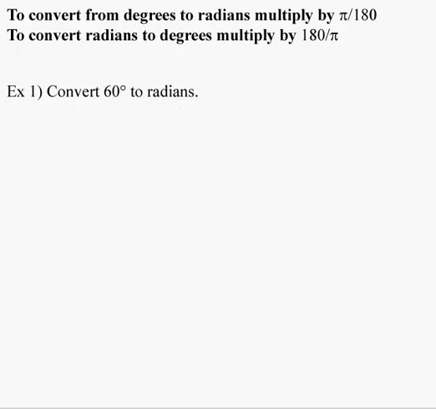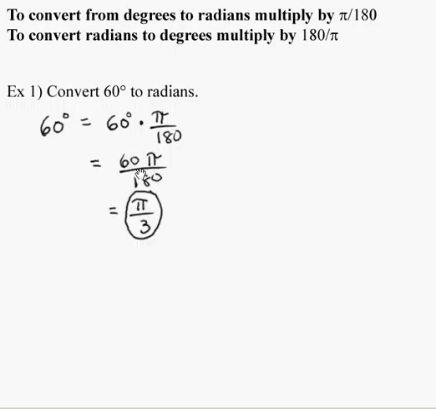So convert 60 degrees to radians. Converting degrees to radians, we're going to multiply by pi over 180. So 60 over 1 times pi over 180 is 60 pi over 180. And if we reduce 60 over 180, that reduces, of course, the 10s by 10 to 6 over 18. And by 6s, that reduces to 1 over 3. So 60 degrees is the same as pi over 3 radians.